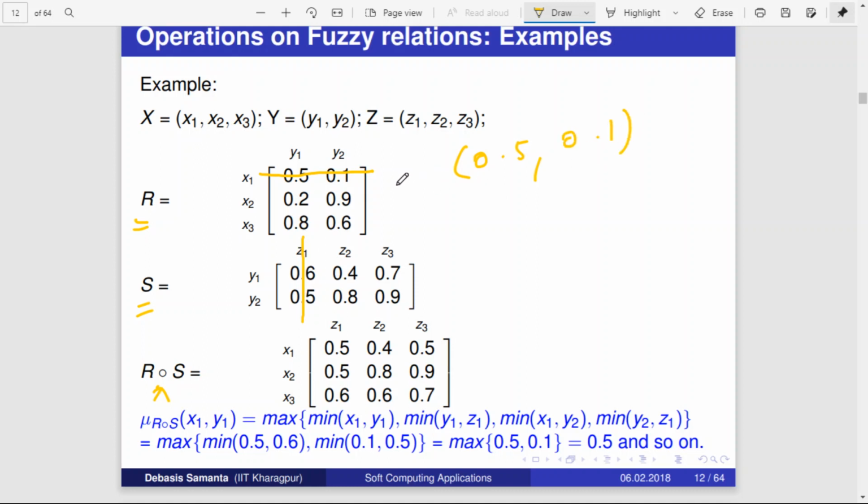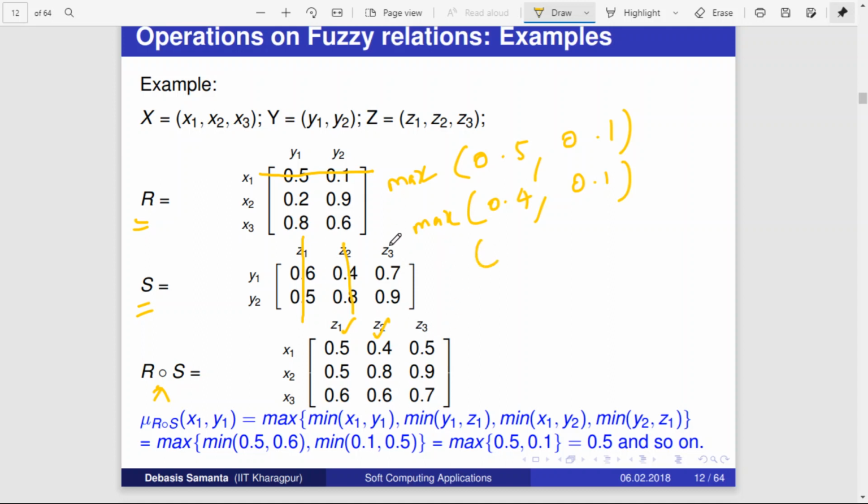0.1, 0.5, what is the min? 0.1. For this you find the max. Max of this is what? 0.5. So we got this 0.5. Next, first row and second column, 0.5 and 0.4. What is the min? 0.4. 0.1 and 0.8, what is the min? 0.1. What's the max of this? 0.4. So that is why we got this 0.4.